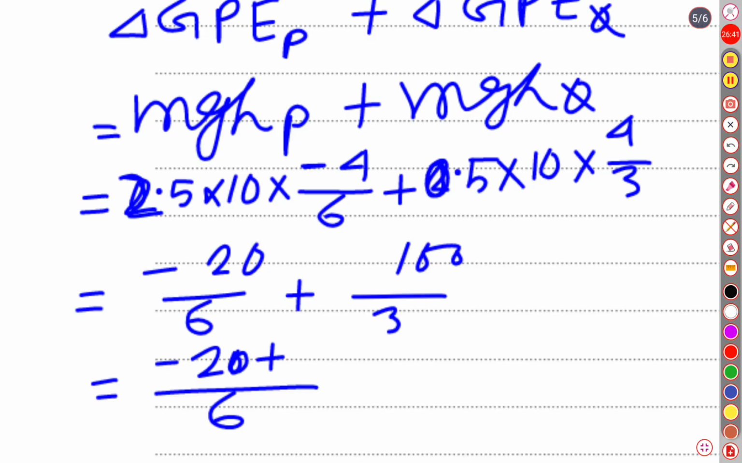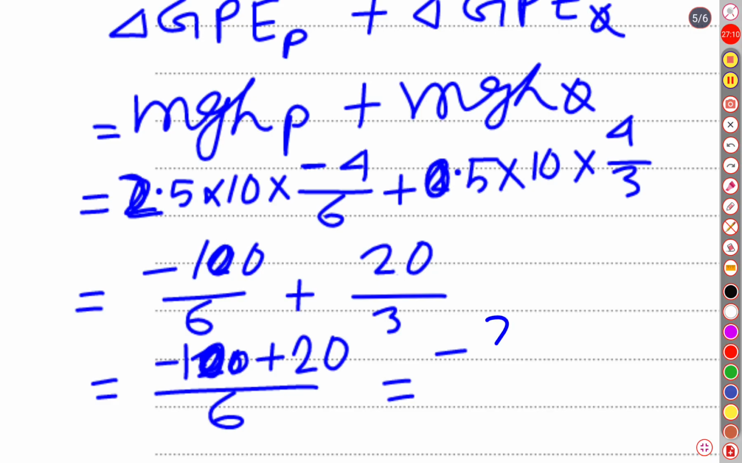So what is it going to be? 2.5 into 25 is 100, so this is 100 over 6. And the second one is 20 over 3. Okay, if we now calculate, it is going to be negative 100 plus 20. Sorry, not 20, it is going to be 40.